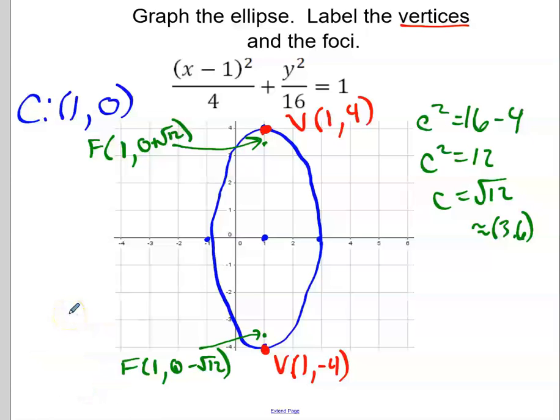If you actually look in the textbook, they go through the writing the equations before they go through the graphing. But to me, I think it's better to have the visual of how the graphs work, and then you can figure out the equations a lot easier.